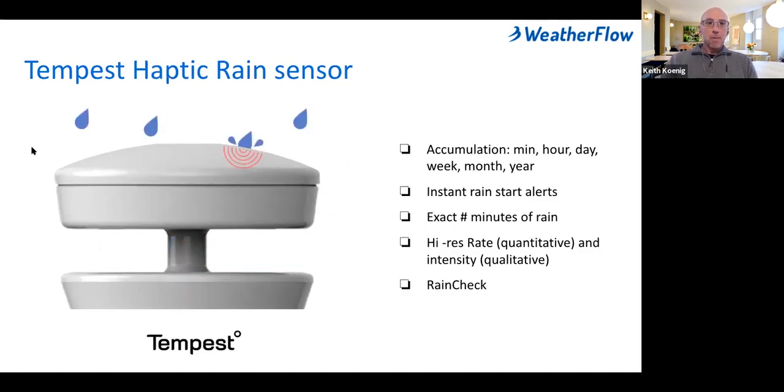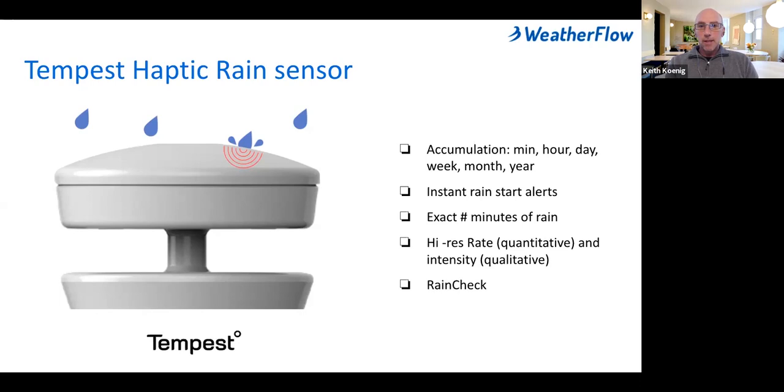Let's talk a little bit about the Tempest haptic rain sensor. So it's based on a fairly well-studied concept. Many of you know the notion of a distrometer. We took that concept and applied a lot of learnings and a lot of additional technology. We call it a haptic rain sensor.